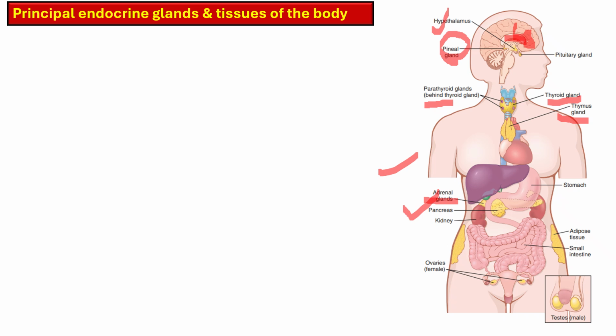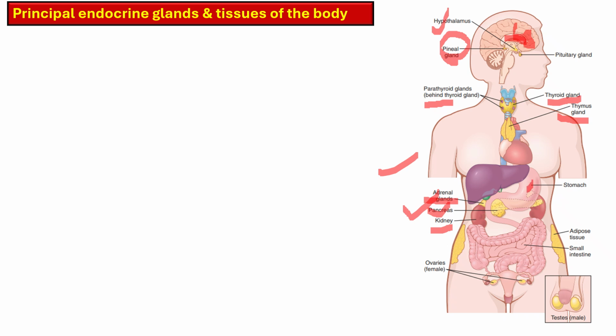The pancreas is another abdominal endocrine organ. It also has an exocrine component. The islets of Langerhans secrete insulin, glucagon, and somatostatin. The kidney also acts as an endocrine gland. It produces erythropoietin and renin, and it also activates vitamin D.